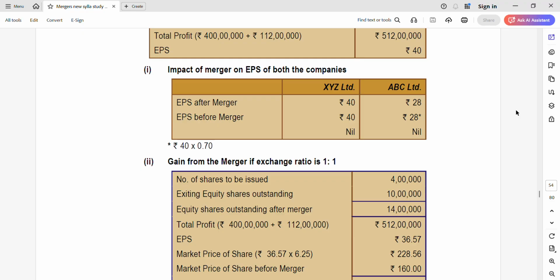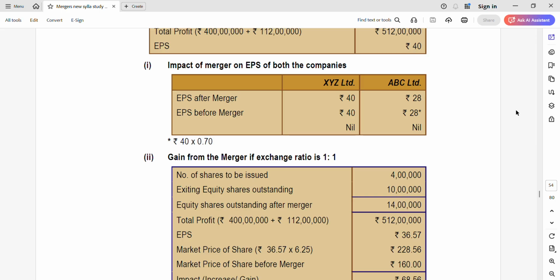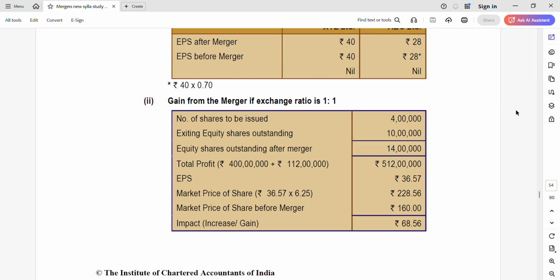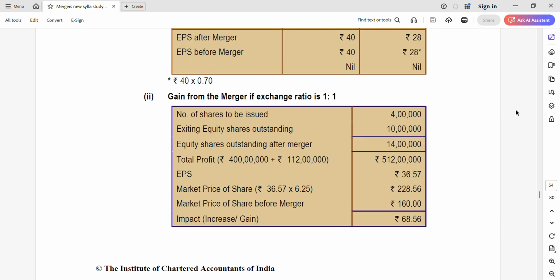Next is the gain from the merger at an exchange ratio of 1:1. The number of shares to be issued is 4 lakh, so total equity shares outstanding after the merger will be 14 lakhs. Total profit is the same as we saw above, and EPS will be 36.57. The market price of share will be 36.57 into 6.25, which gives you 228.56. The market price before merger is 160, so the increase in market price is 68.56. This is with regard to ABC Limited.